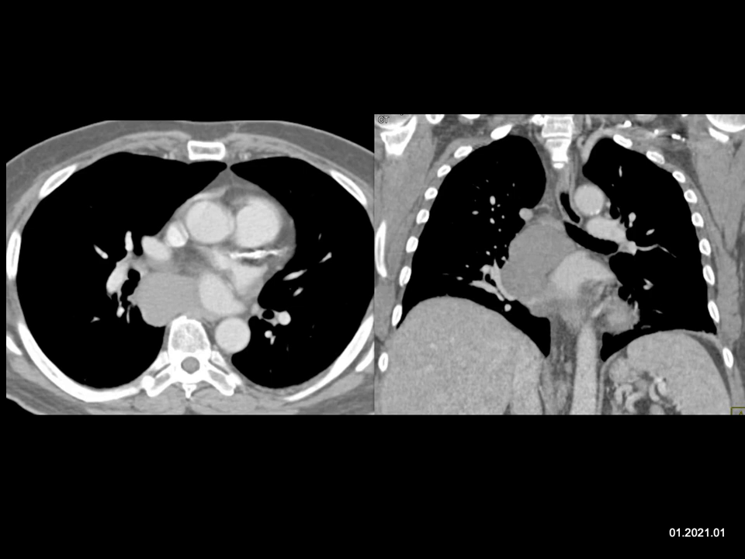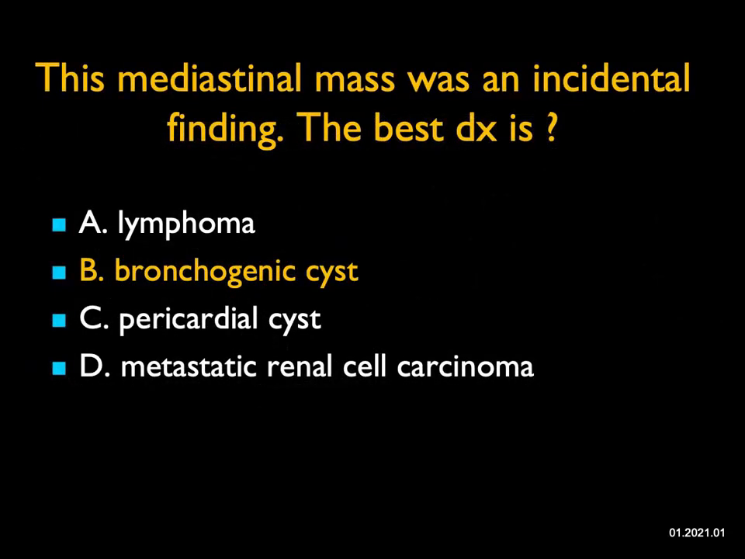Classic location, number one location for a bronchogenic cyst, subcarinal region. Second most common region is the paratracheal zone on the right. Remember, bronchogenic cysts are not always water density, so it's a very important diagnosis because in most cases like this one, it's an incidental finding and nothing needs to be done.